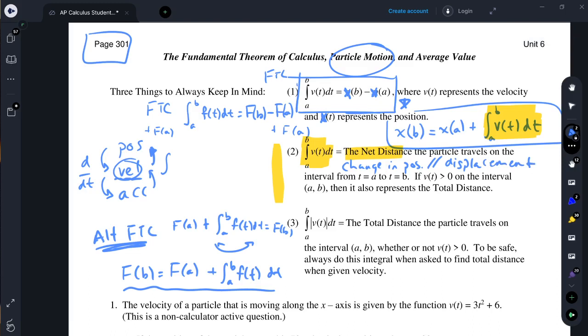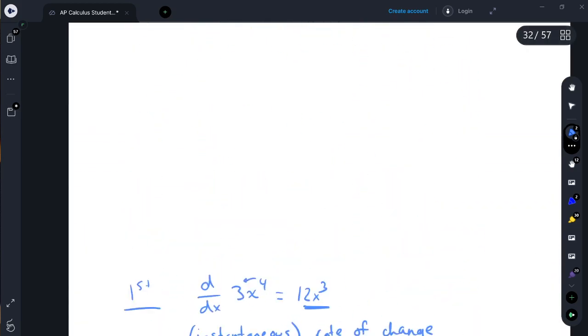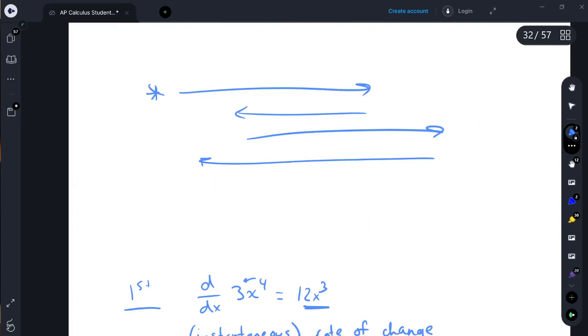And then the third one is the integral of the absolute value of v of t from a to b. And that gives us the total distance, right? Just a quick reminder: if you had some kind of particle, we went to the right, then to the left, then to the right, then to the left, and we ended here.